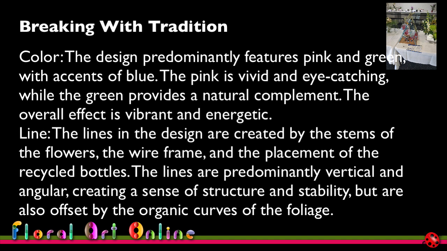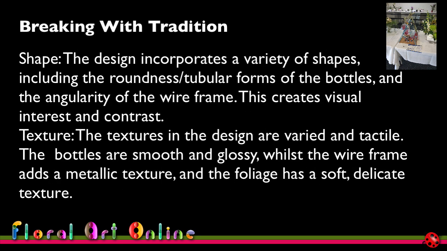The lines in the design are created by the stems of the flowers, the wire frame, and the placement of the recycled bottles. The lines are predominantly vertical and angular, creating a sense of structure and stability, but are also offset by the organic curves of the foliage, and I would say also the somewhat circular form of the bottles as well. Shape. The design incorporates a variety of shapes, including the roundness, tubular forms of the bottles, and the angularity of the wire frame. This creates visual interest and contrast.